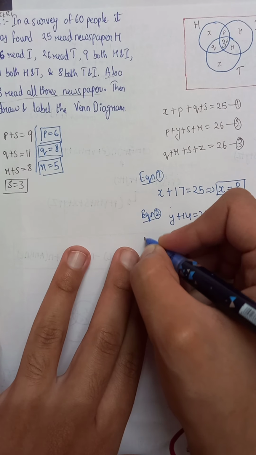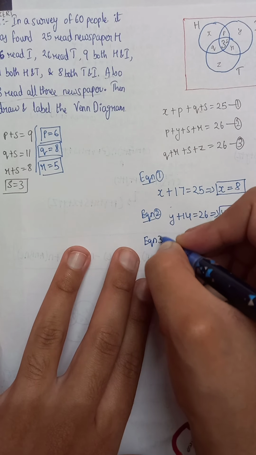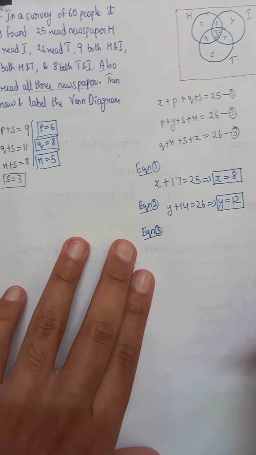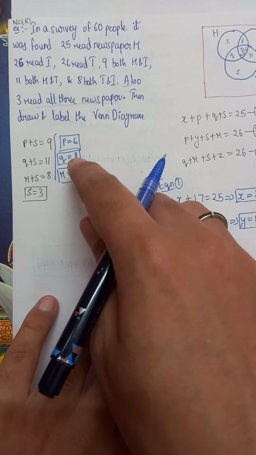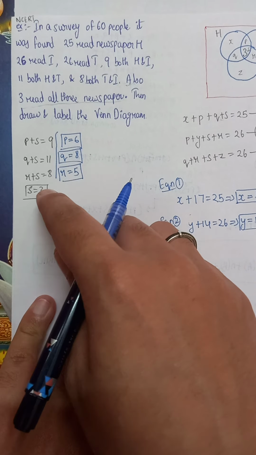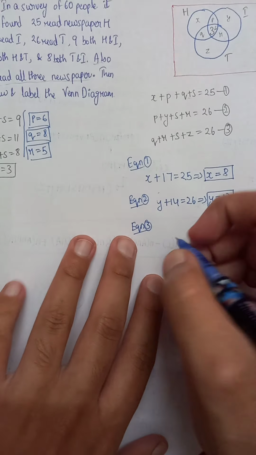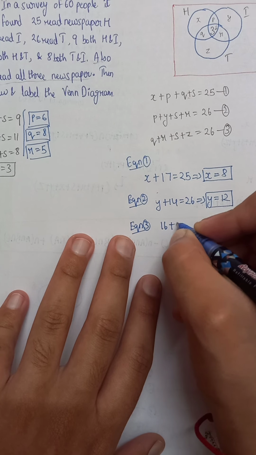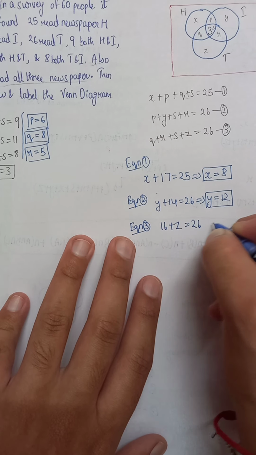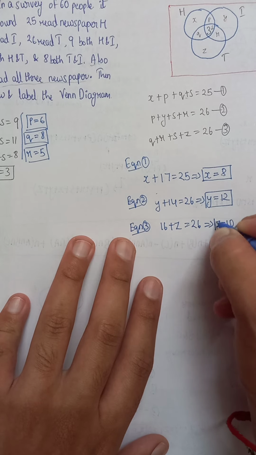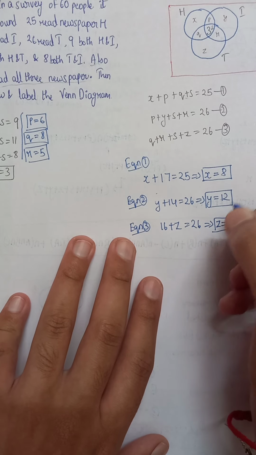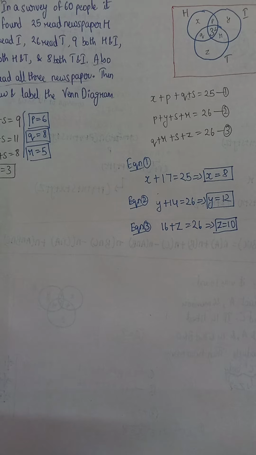Now finally, substituting in equation number 3. What is the equation? Q plus R plus S plus Z. What is Q plus R? 8 plus 5 is 13. 13 plus S, 13 plus 3, is 16. So 16 plus Z is equal to 26. It implies Z is equal to 10. Okay, so Z is equal to 10.